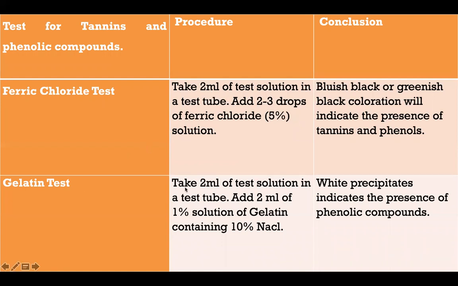For the gelatin test, we will take simply 2 ml of test solution in a test tube and add 2 ml of 1% solution of gelatin containing 10% sodium chloride. If white precipitate is formed, then it indicates the presence of phenolic compounds.